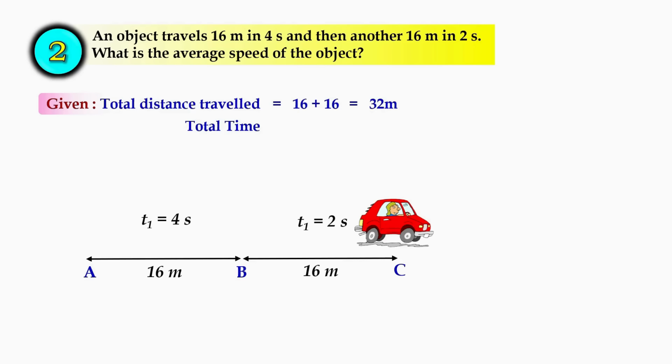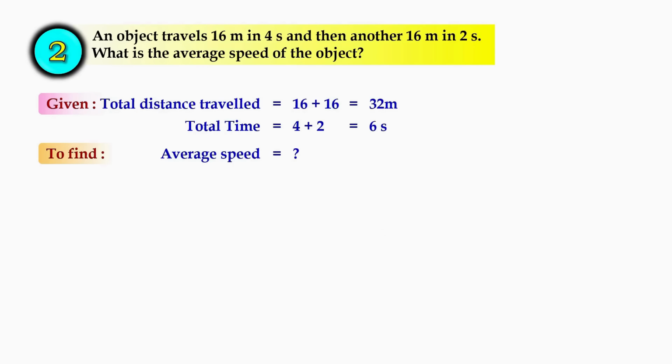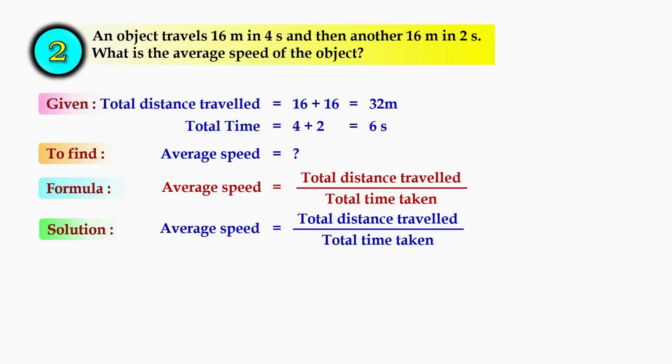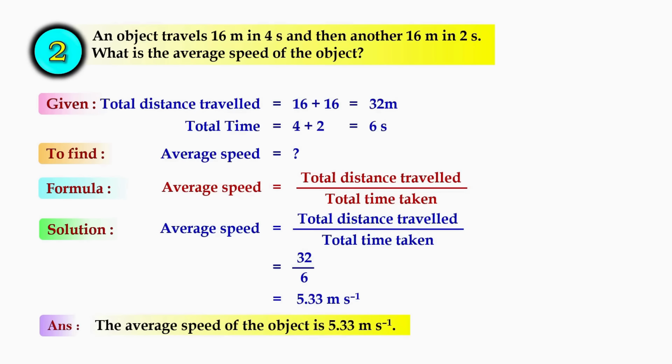Next, let us find the total time taken. The time taken in the first part is 4 seconds and in the second part is 2 seconds. So, the total time taken is 4 plus 2, which is 6 seconds. Now we substitute these values into the formula. Average speed equals total distance traveled divided by total time taken, that is 32 divided by 6. When we calculate this, we get 5.33 meters per second. So, the average speed of the object is 5.33 meters per second.